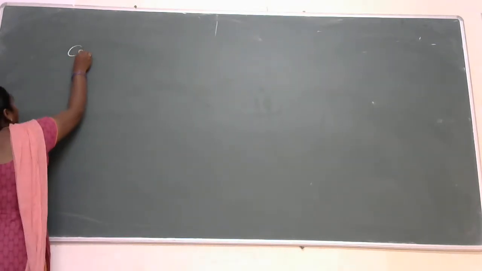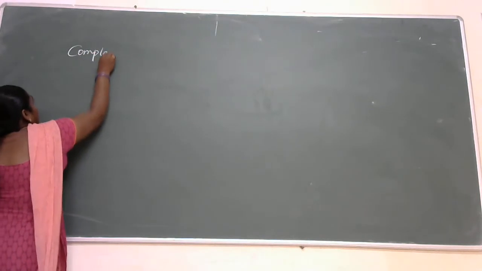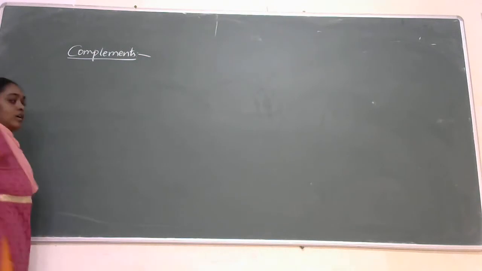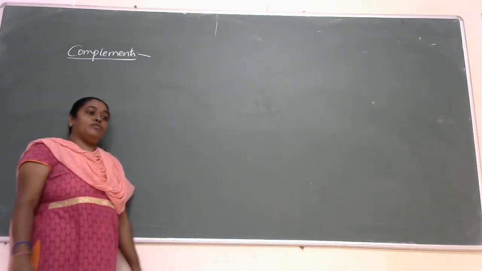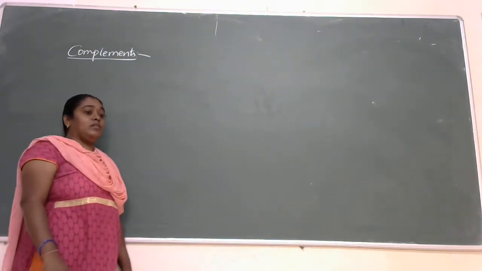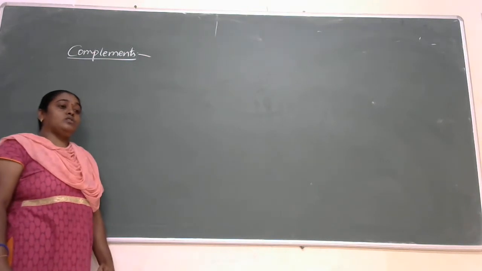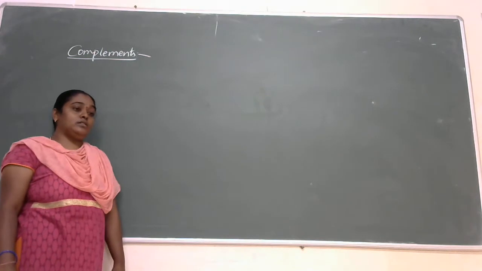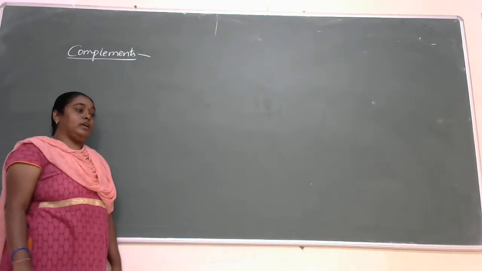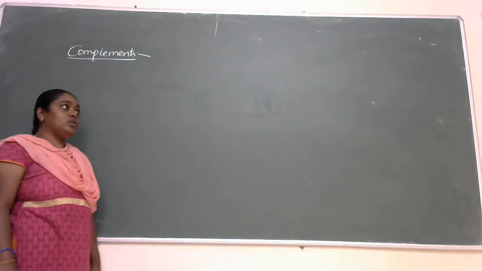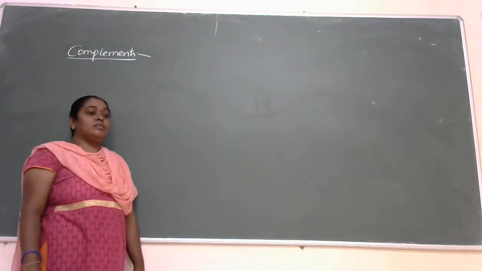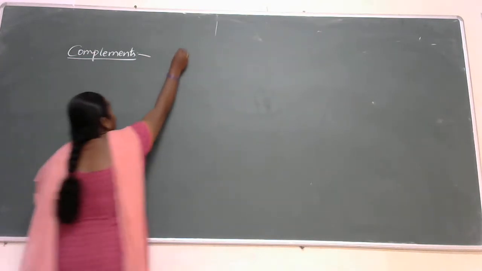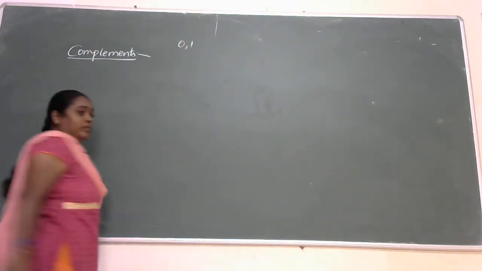So in case of complements, basically we are using the complements in order to perform basic arithmetic operations. In arithmetic operations, we will be just dealing with addition, subtraction, multiplication and division. As we know, the complete digital system design deals with only two numbers. Those two numbers are zeros and ones.